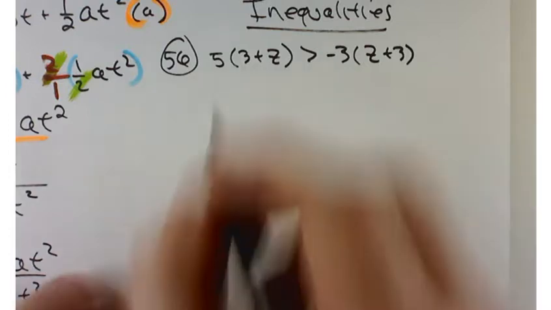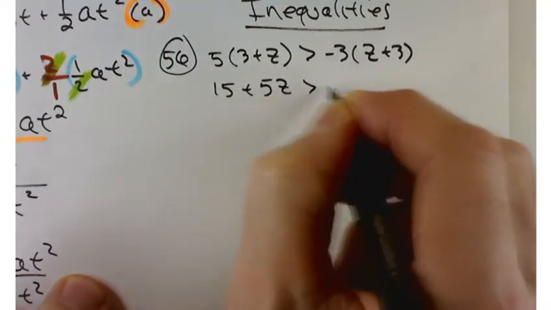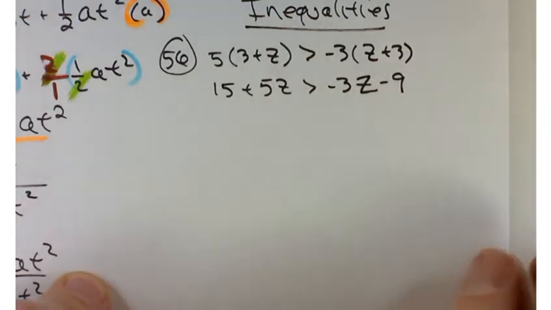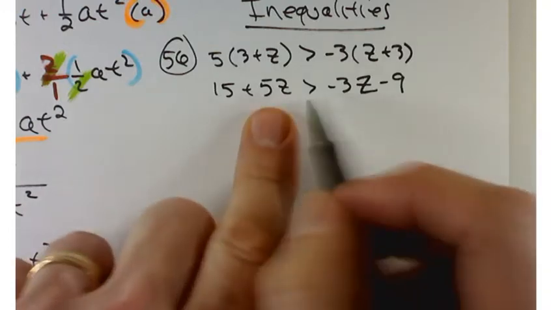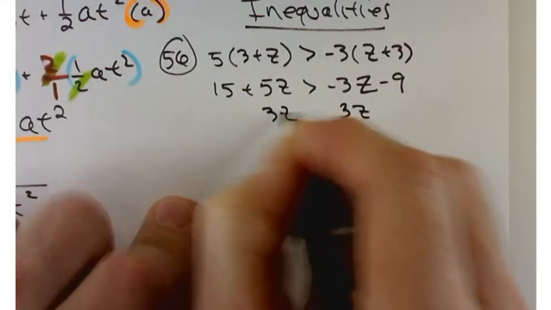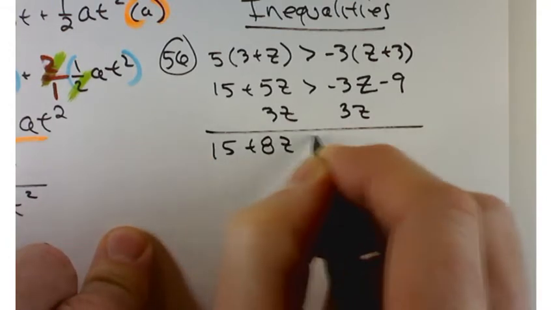So I get 15 plus 5z is greater than negative 3z minus 9. Cool. If we were to apply Jeff's rule, what side should I put things on? The left-hand side or the right-hand side? Left side. Yeah. 5 is bigger than negative 3, so perfect. I'll add 3z to both sides, and I end up with 15 plus 8z is greater than negative 9.